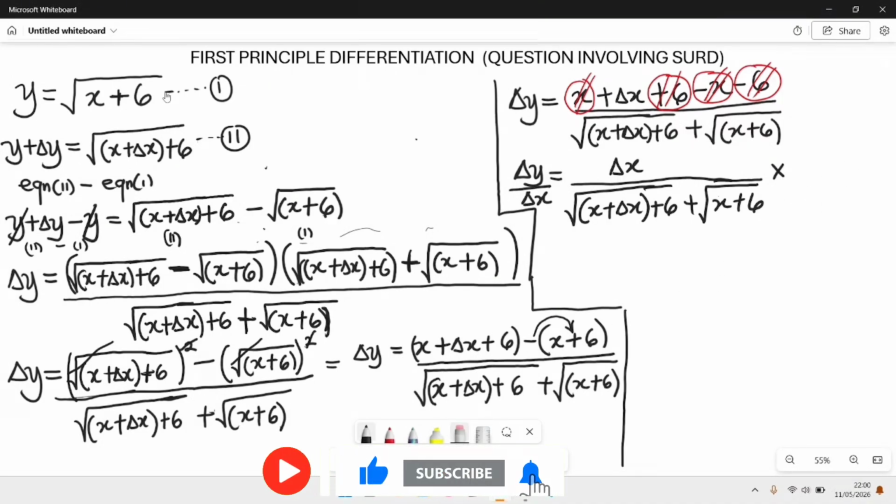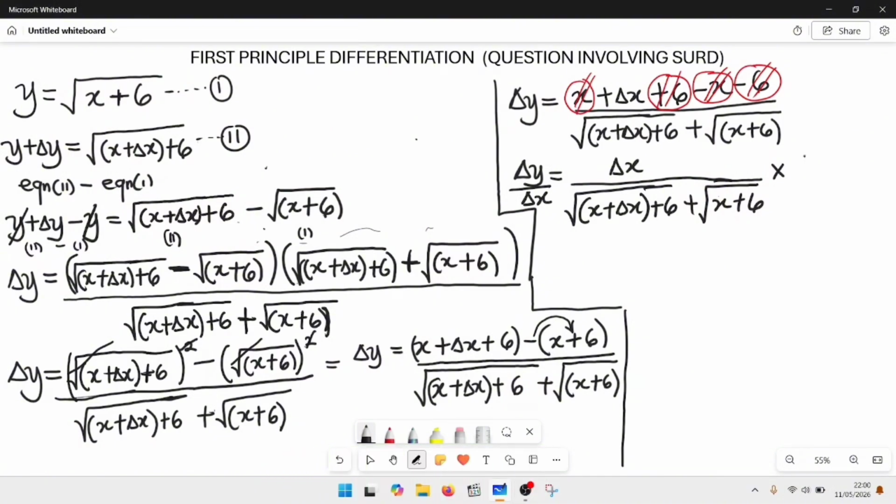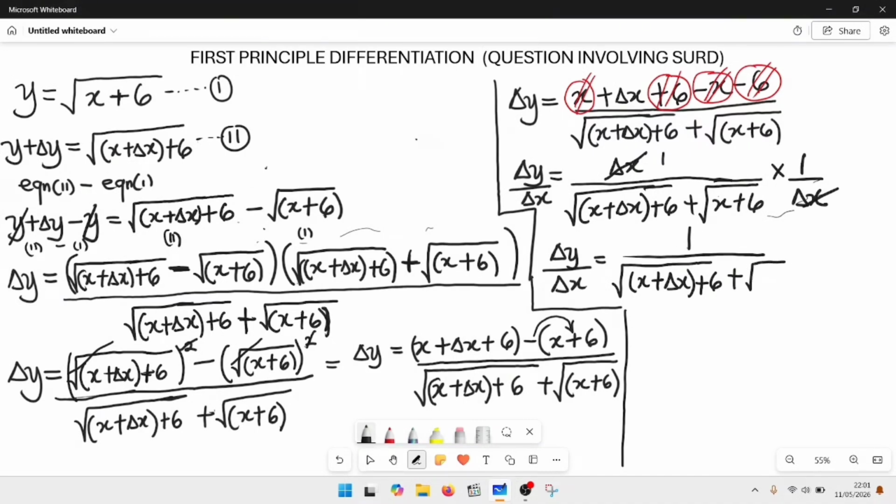So by doing that, we are going to have 1 over delta x, which is true. So this guy cancels this guy, we're left with 1 here. So finally we're going to have delta y over delta x is equal to 1 over the square root of x plus delta x plus 6, and then plus the square root here of x plus 6. And so this is simplifying. Step 4, we're applying our limits now.